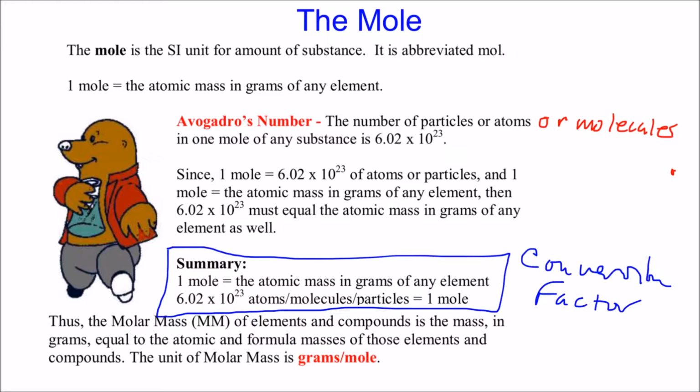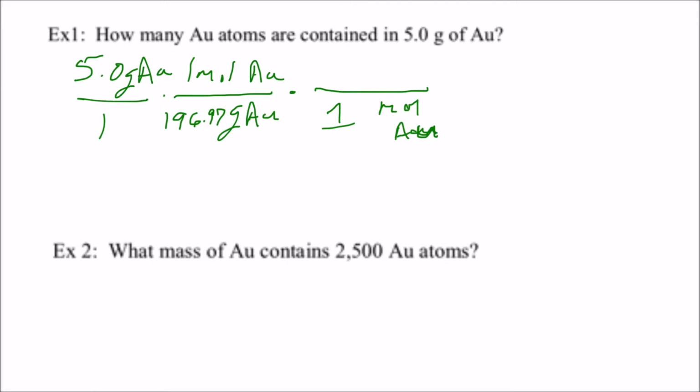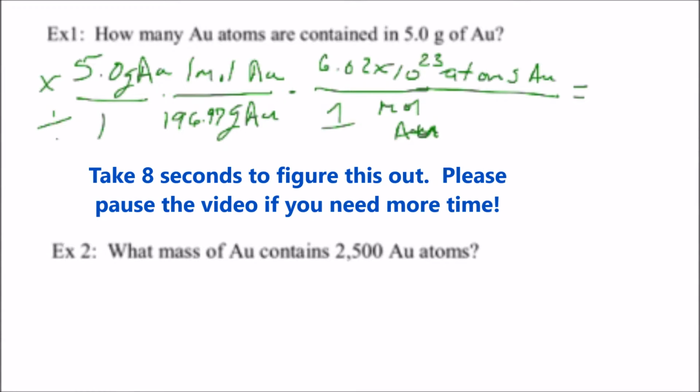So we can say that 1 mole of any element is equal to 6.02 times 10 to the 23rd atoms, molecules, or particles of that element. So right here we've got 1 mole of gold is going to be equal to 6.02 times 10 to the 23rd atoms of gold. Now we just multiply across the top and divide along the bottom so that we can get our final answer. Take a second and see if you can figure that out for yourself.